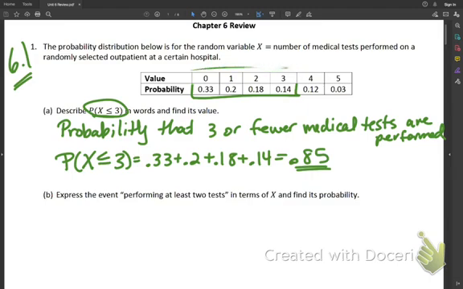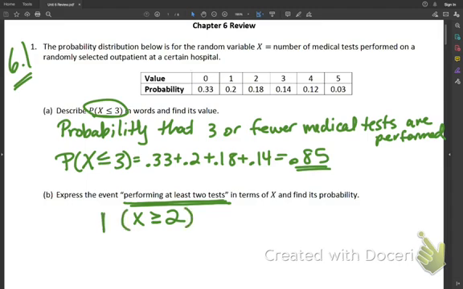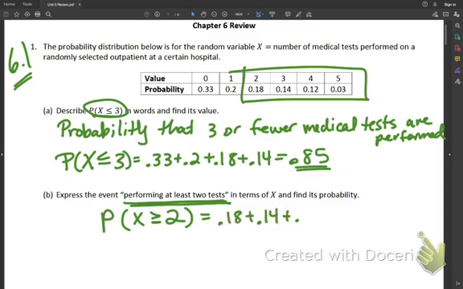The next question says, express the event performing at least 2 tests in terms of x. So that would be x is greater than or equal to 2. And then I'm going to find the probability of that. Again, I just need to look at greater than or equal to 2, and that would be 0.18 plus 0.14 plus 0.12 plus 0.03, and that is 0.47. And there's number 1.